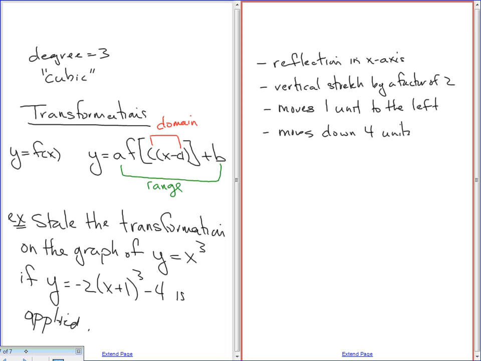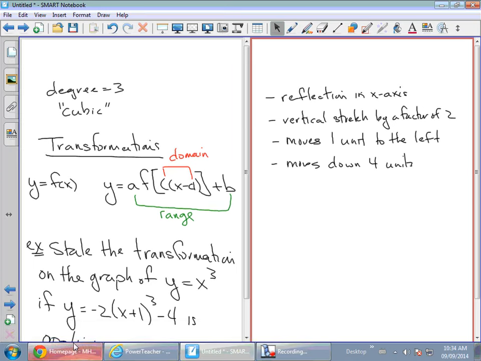Okay, are we good? Tomorrow we're going to go over even and odd functions, which is different than even and odd degree functions, a whole different thing. I'm going to go over that tomorrow, and then remember that Thursday, if you're ready to write your test, you can write it Thursday. If not, we'll make arrangements for you to write it on Friday.